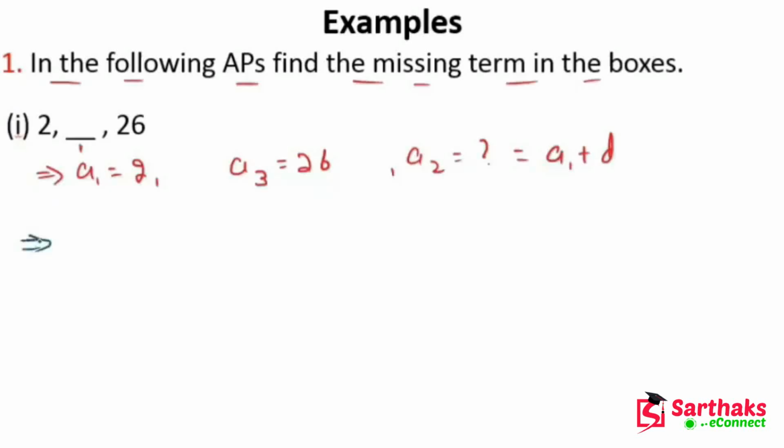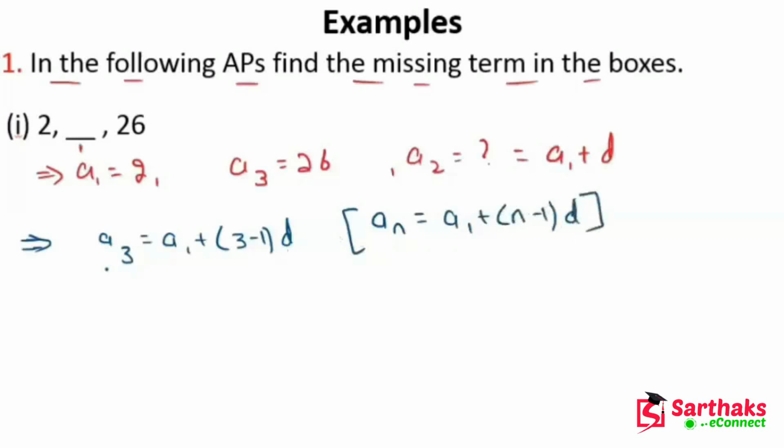So how can we find it? We can write the formula of A3 as A1 plus (3 minus 1) into D, because we know AN equals A1 plus (N minus 1) into D. We are applying this formula here, because the last term AN is A3 and the number of terms is 3. Now A3 is 26, A1 is 2, plus 3 minus 1 is 2D.